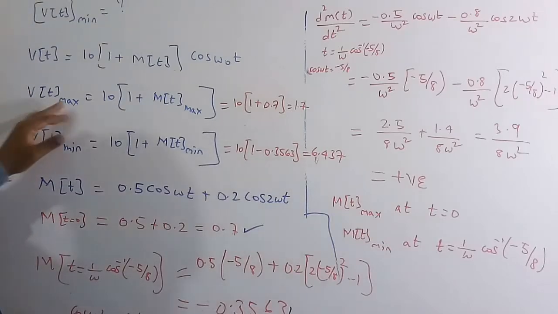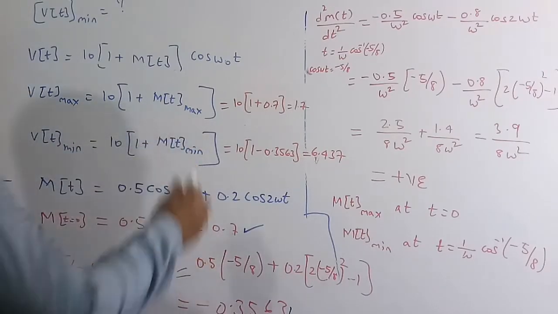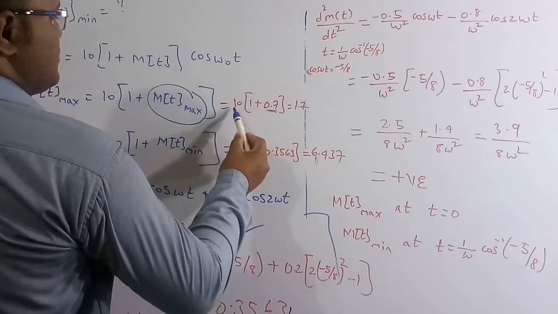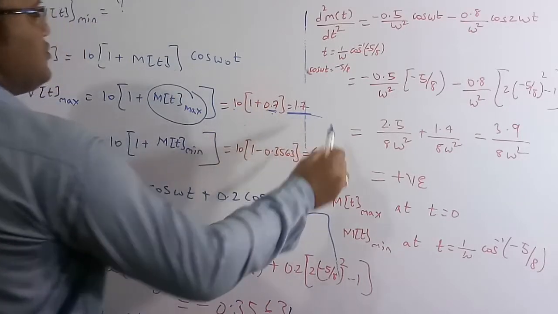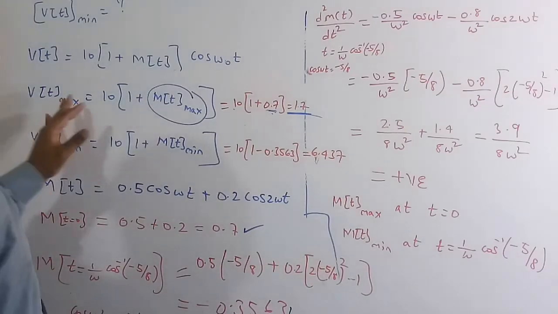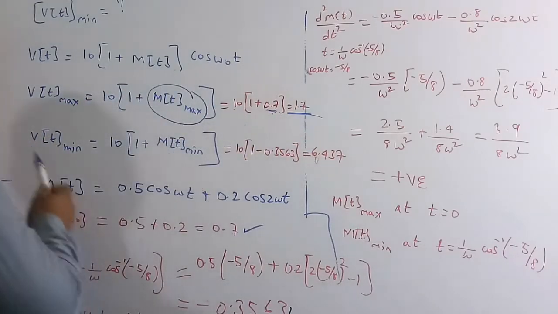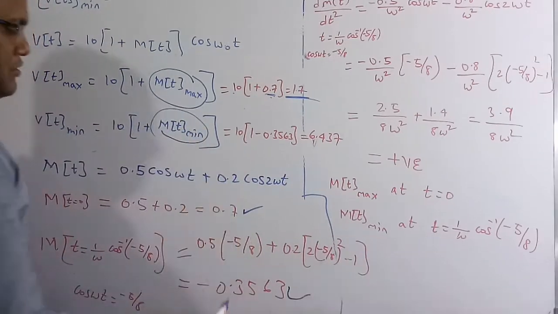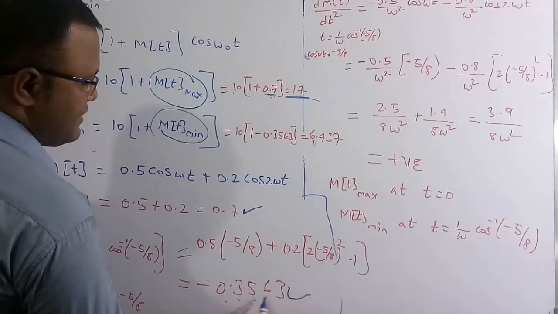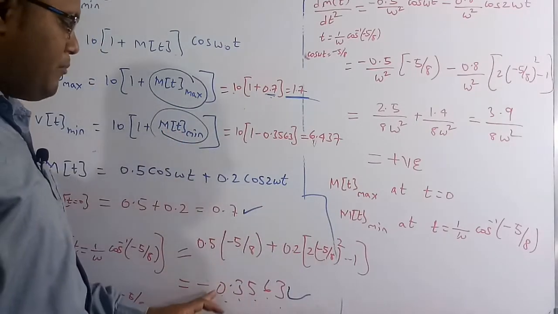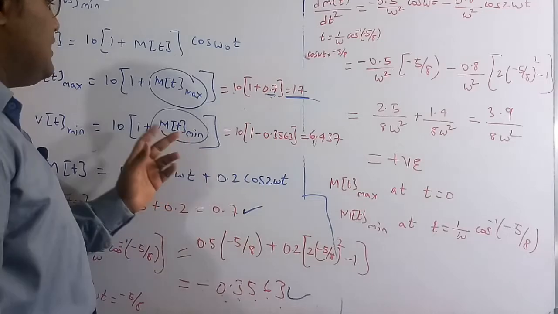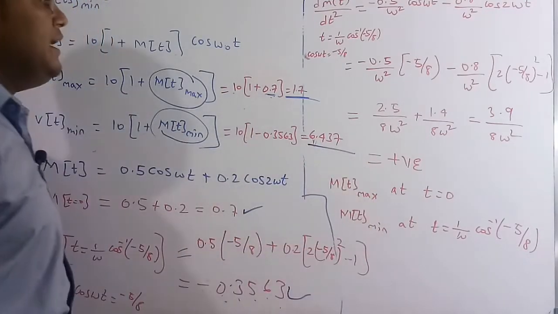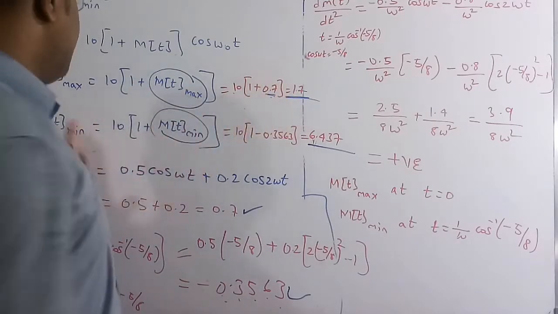But we know V of t max is equal to 10 into 1 plus m of t max. We know the m of t maximum value, which is 0.7. So substitute 0.7: 10 into 1 plus 0.7 is nothing but 17. So the voltage V of t is going to have a maximum value of 17, and V of t minimum is equal to 10 into 1 plus m of t minimum. We know the value of m of t minimum, which is minus 0.3563. If you substitute here, then finally we are going to get 6.437. So finally I can conclude that the voltage maximum is 17 and the voltage minimum value is 6.437.